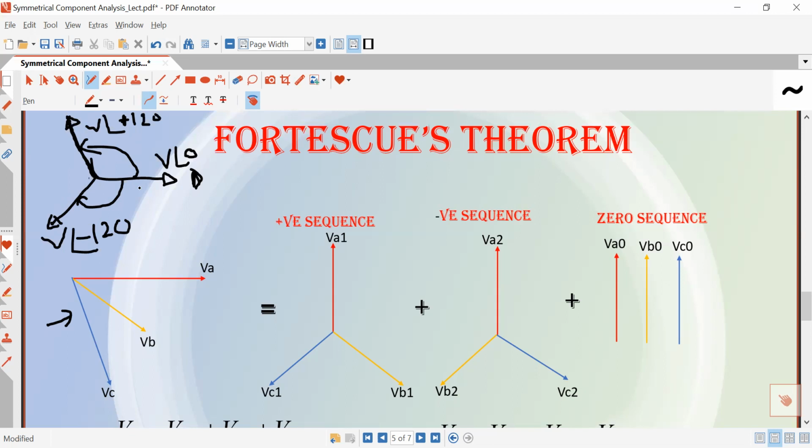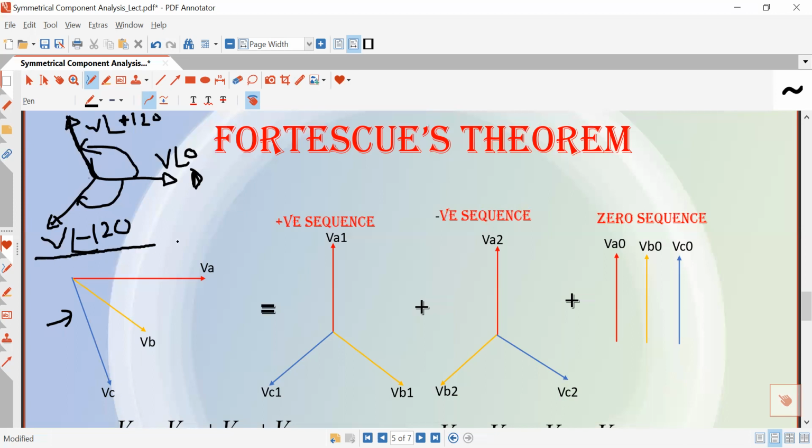Now, what is an unbalanced system, which I discussed in the previous lecture? You must go through that video, where the discussion about balanced and unbalanced systems is presented. The knowledge of balanced and unbalanced systems is very important to understand symmetrical component analysis.